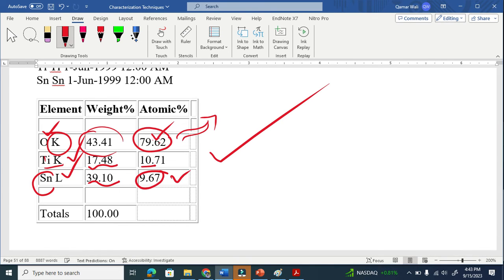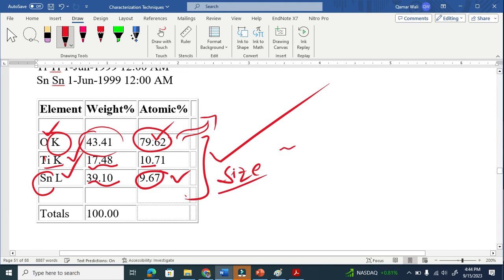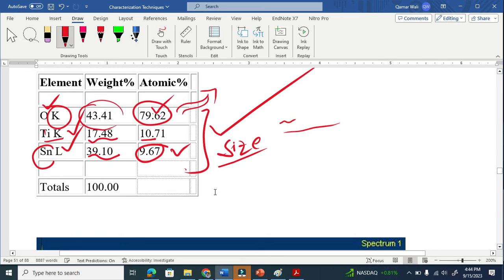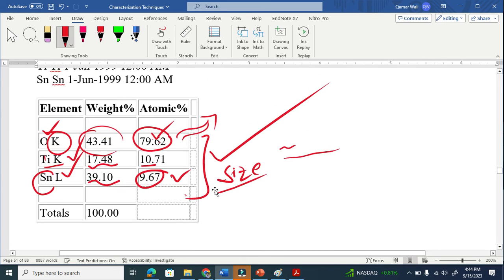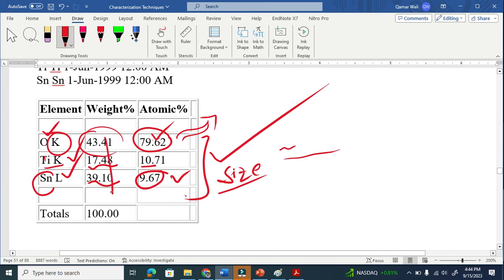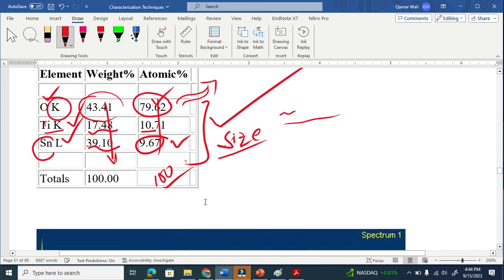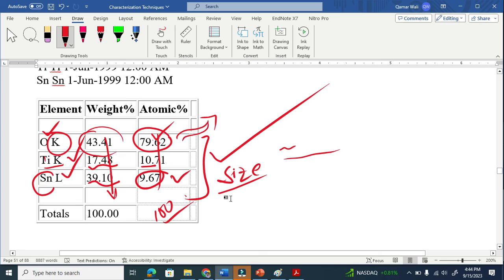From here, you can also guess the size of the atoms. You can see which atom is bigger or smaller. If you add all three, it will give us 100, and it will also give us 100 here. So this is how EDS helps us to know about the elements.